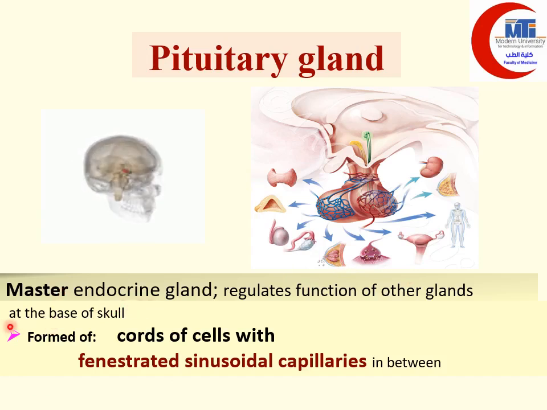Its site: pituitary gland lies at the base of the skull. And its structure is formed of cords of cells that secrete hormones, and fenestrated sinusoidal capillaries to take these hormones directly into the blood. These sinusoidal capillaries must be fenestrated to facilitate the entrance of the secretion of these cells to the blood.